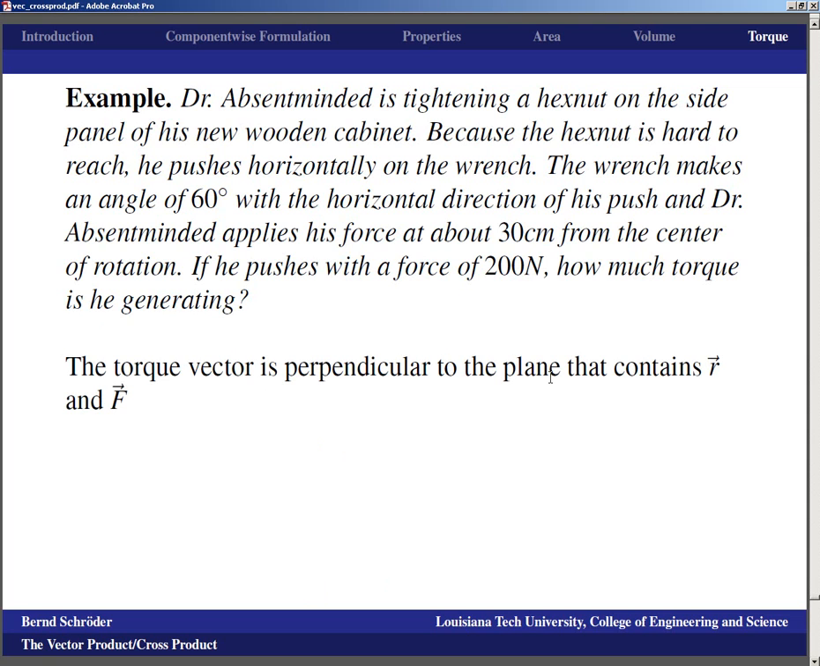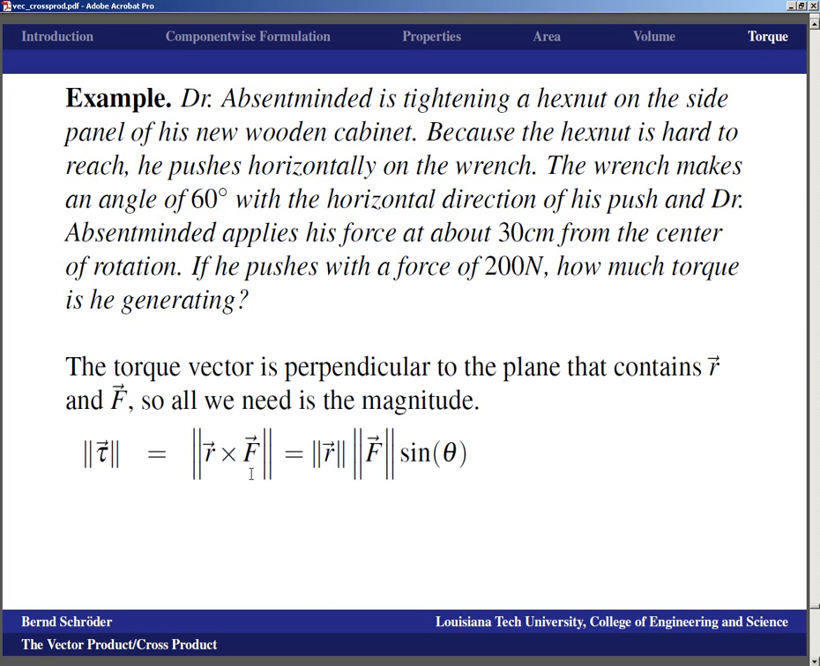The torque vector is perpendicular to the plane that contains r and F, so really all we need is the magnitude. And the magnitude of the torque is the magnitude of r cross F, which is the magnitude of r times the magnitude of F times the sine of theta. So that's 0.3 meters times 200 newtons times the sine of 120 degrees. So that is 60 newton meters times the sine of 120 degrees.